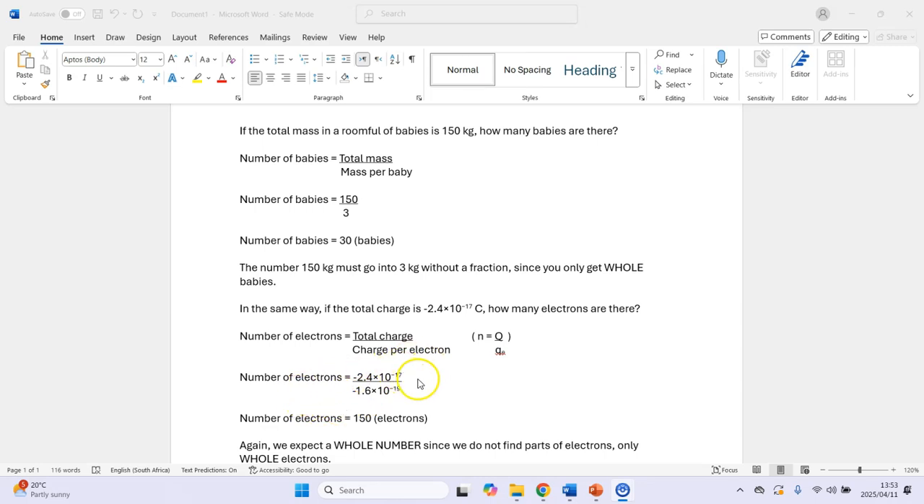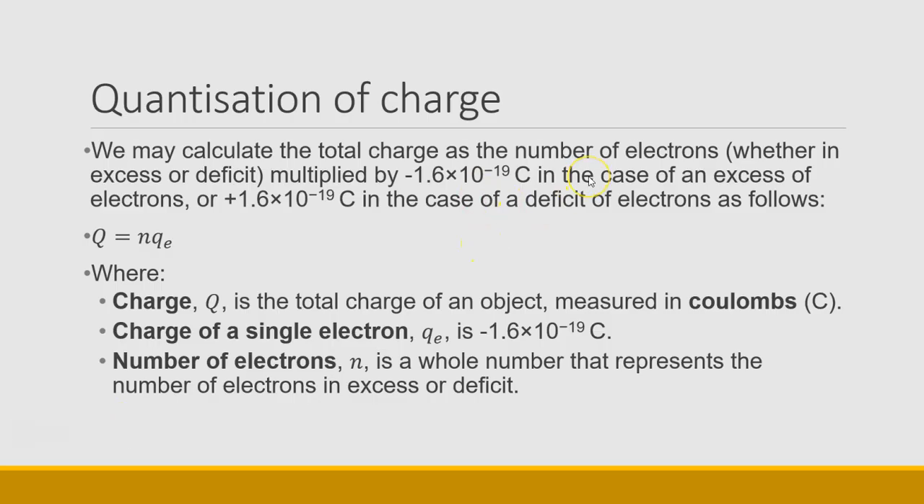Now this charge over here is measured in coulombs, and obviously this charge over here is also measured in coulombs. The two cancel each other out to give us a number without a unit of measurement as an answer. And again, remember that this answer must be a whole number because we don't get fractions of electrons. We only get whole electrons. Let's now look at some examples to make sure that we've grasped this concept.